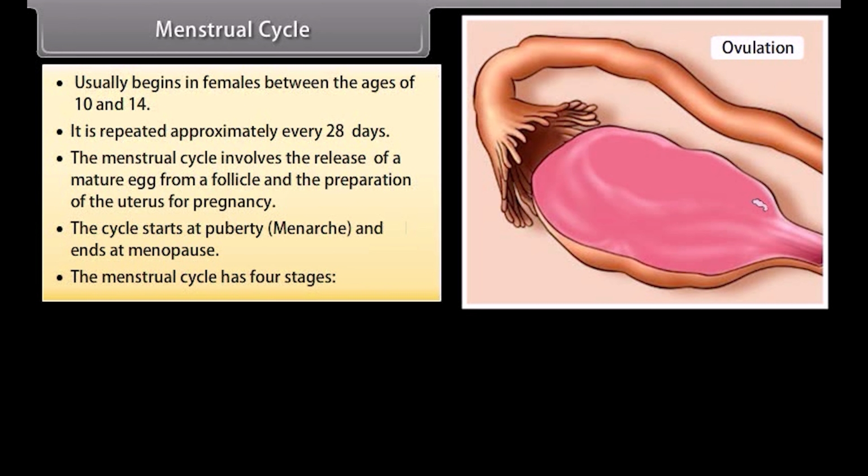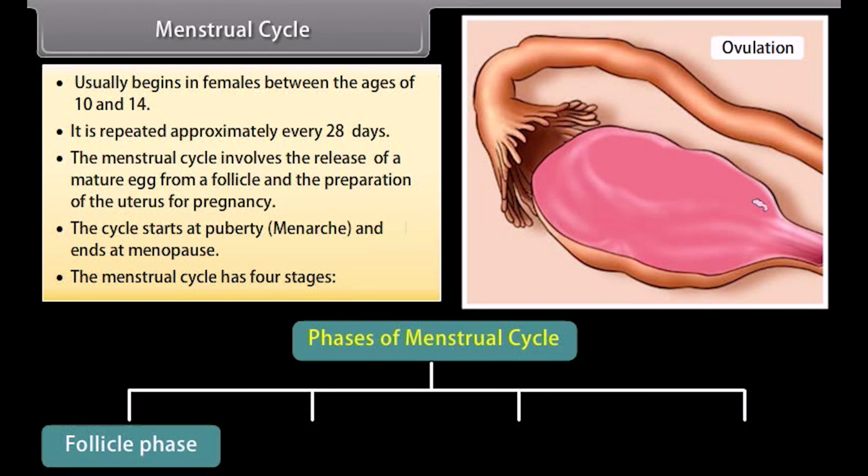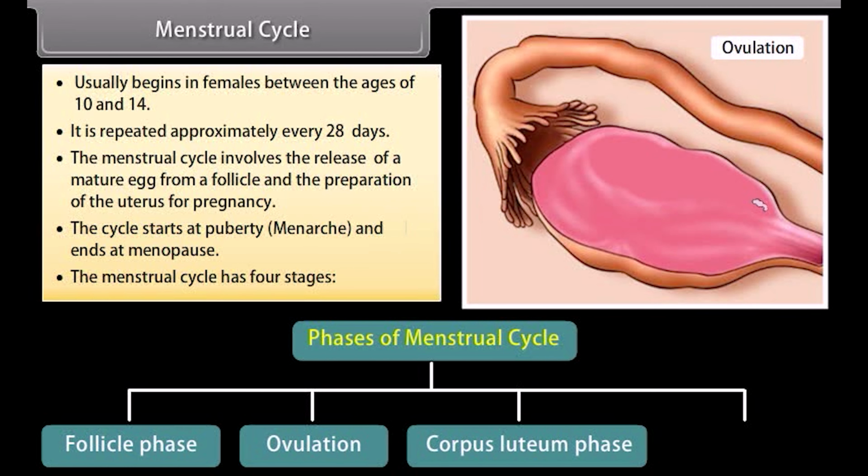The menstrual cycle has 4 stages. Phases of menstrual cycle: follicle phase, ovulation, corpus luteum phase, menstruation.